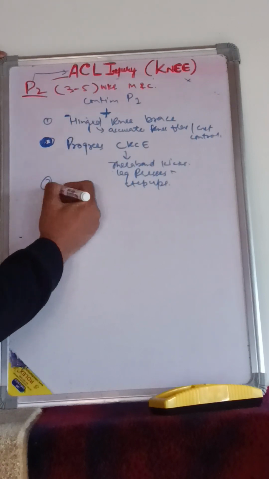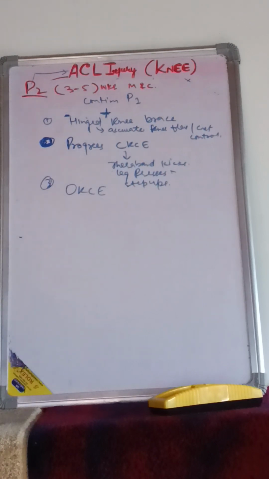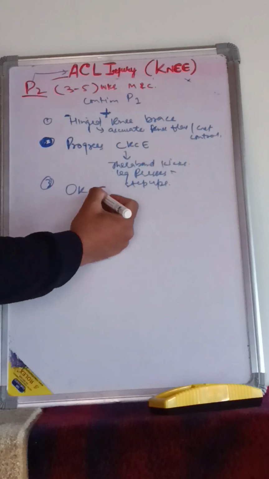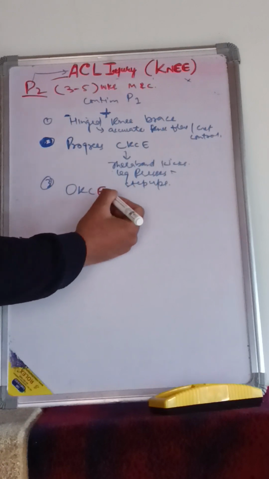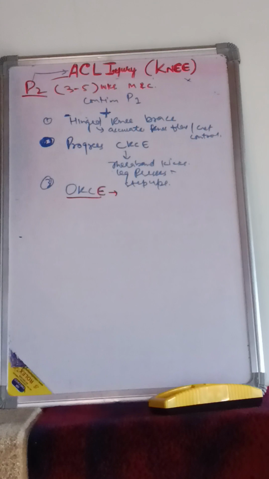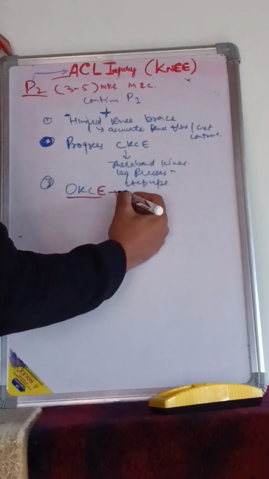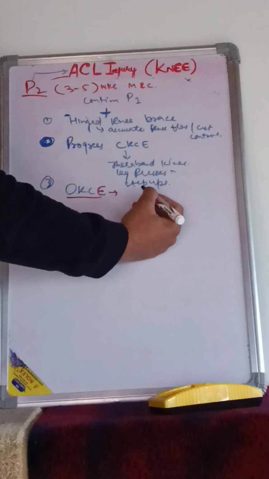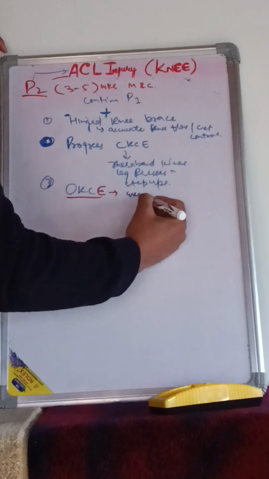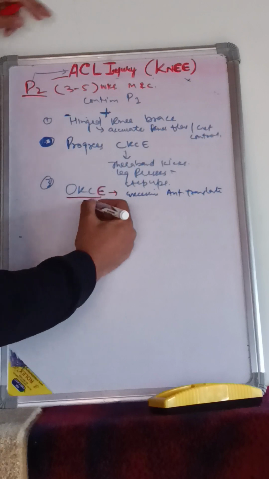Now this is the phase when you will start open kinetic chain exercises. Again, for all those who don't know what open kinetic chain exercise means, it is any exercise in which the distal part of the moving limb remains free to move. This is the difference. In open kinetic chain exercises, you will take one precaution. What is the problem with open kinetic chain exercises? It can cause excessive anterior translation of tibia.